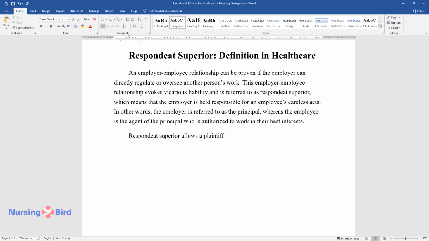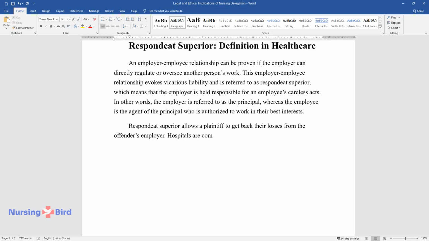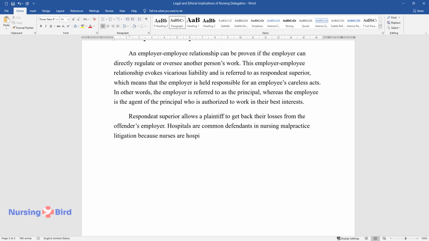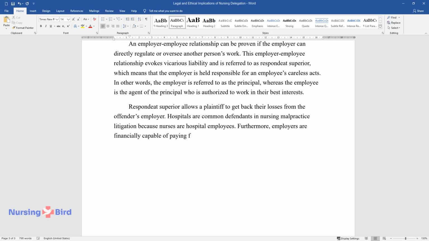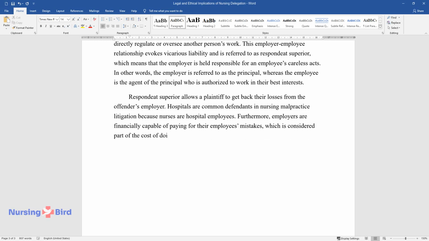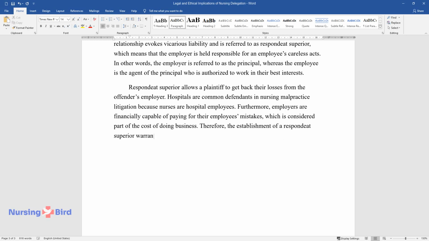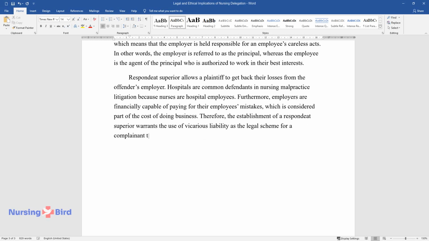Respondeat superior allows a plaintiff to get back their losses from the offender's employer. Hospitals are common defendants in nursing malpractice litigation because nurses are hospital employees. Furthermore, employers are financially capable of paying for their employees' mistakes, which is considered part of the cost of doing business. Therefore, the establishment of a respondeat superior warrants the use of vicarious liability as the legal scheme for a complainant to find relief following the occurrence of a tort.